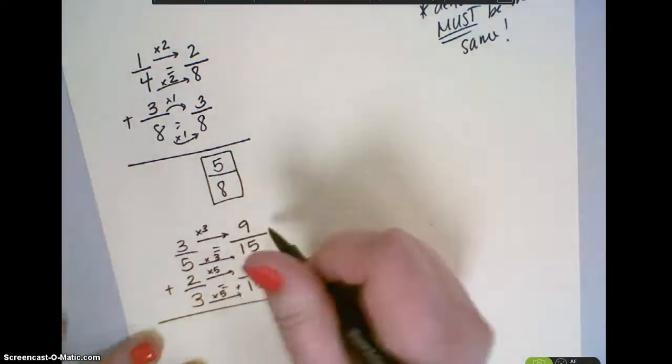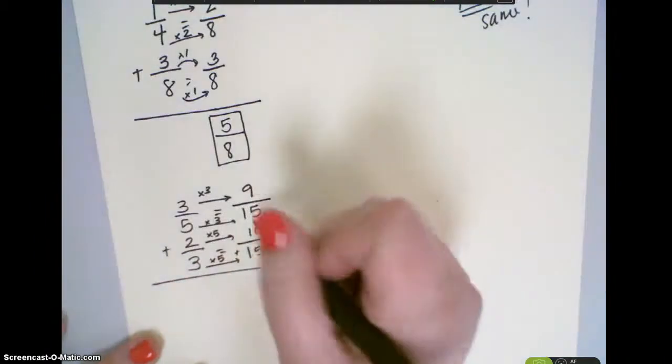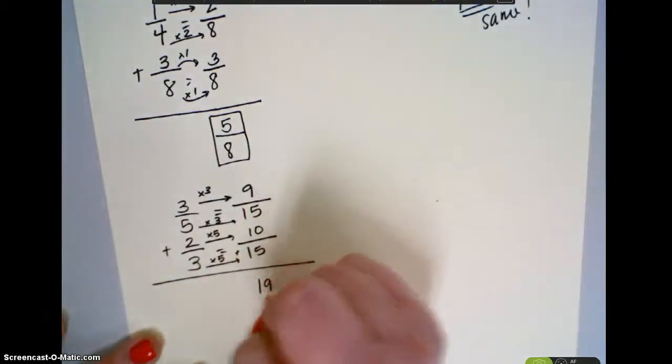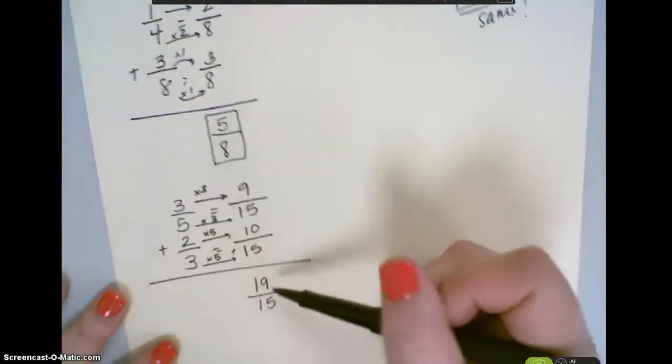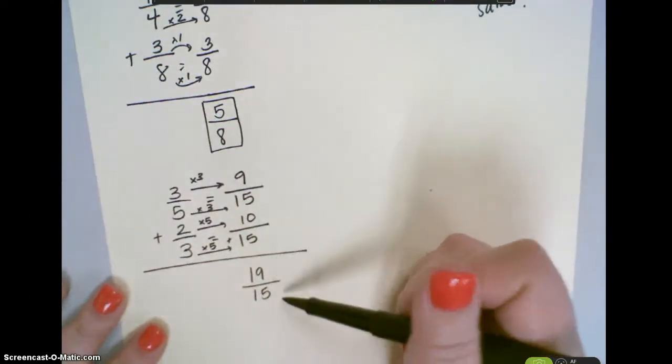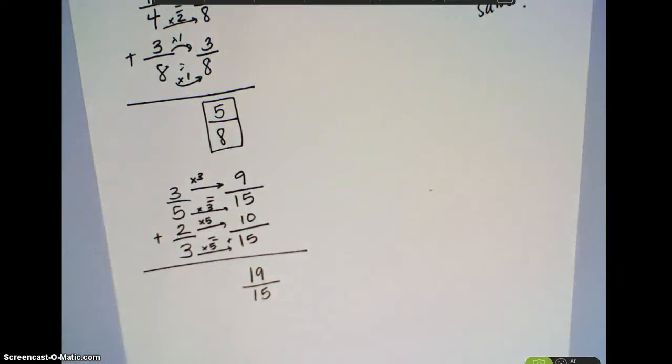So now I can add because my denominators are the same. 9 plus 10 is 19. My denominator is 15. Now, my problem's not done here because we are always going to simplify our answer, which means if it's just a normal fraction, we would just reduce it until it couldn't be reduced anymore. Because this is improper, which means my top number, my numerator, is bigger than my denominator, I have to actually make this a mixed number, which means it's going to be greater than 1 whole.